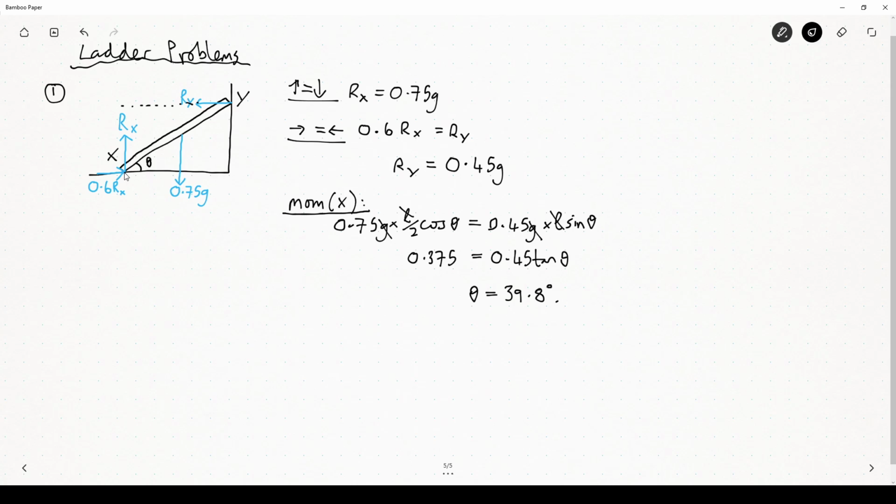Whereas if we were to move the bottom away from the wall and lower theta, well, in this case the reaction at y would increase, but the friction force was already at its maximum, and therefore it's not in equilibrium, and so the stick would fall. So that's why this is our answer to the question.